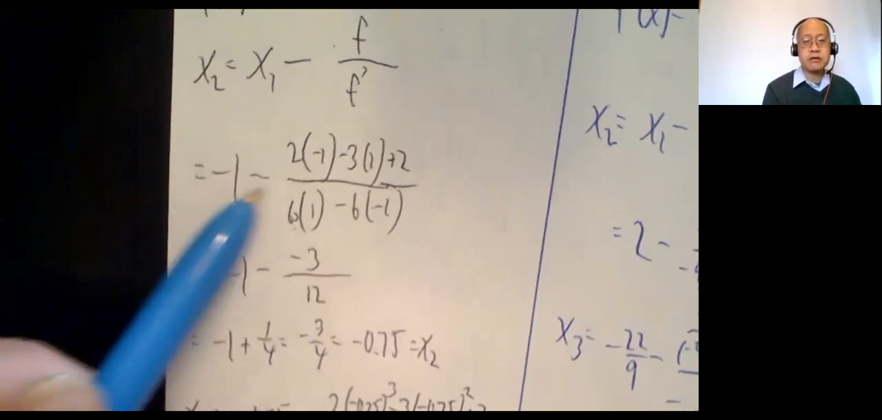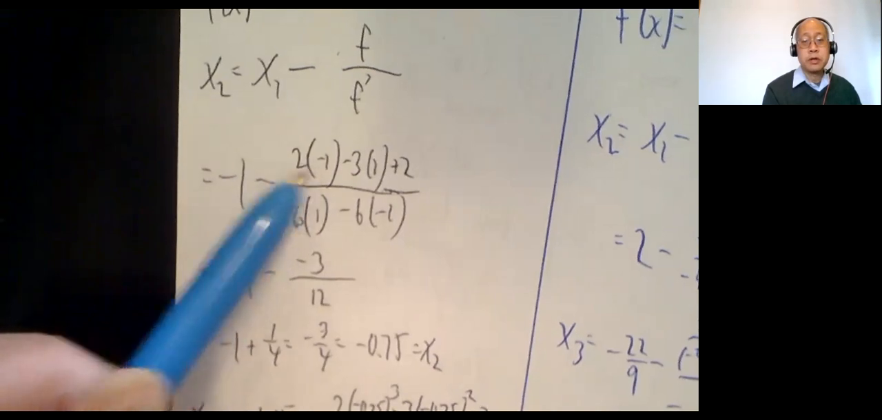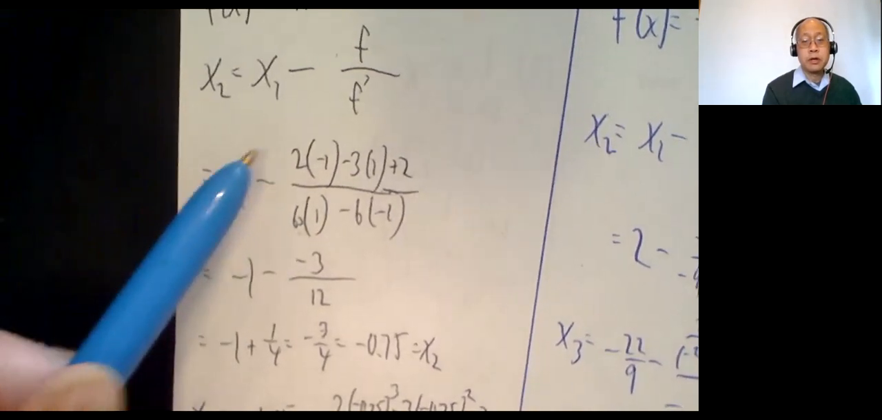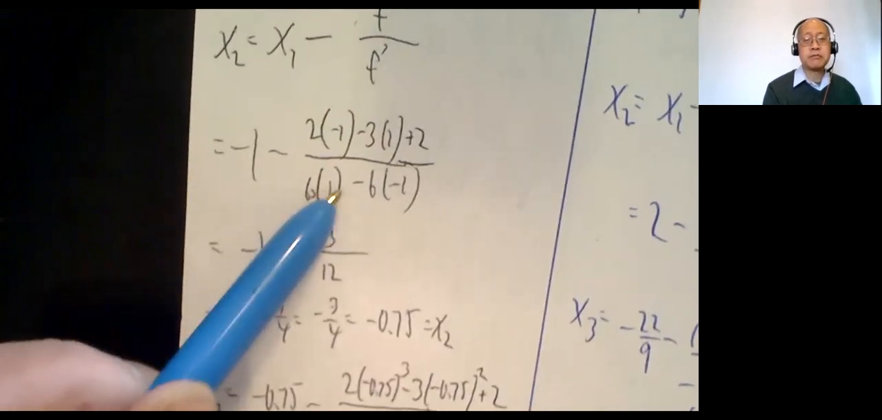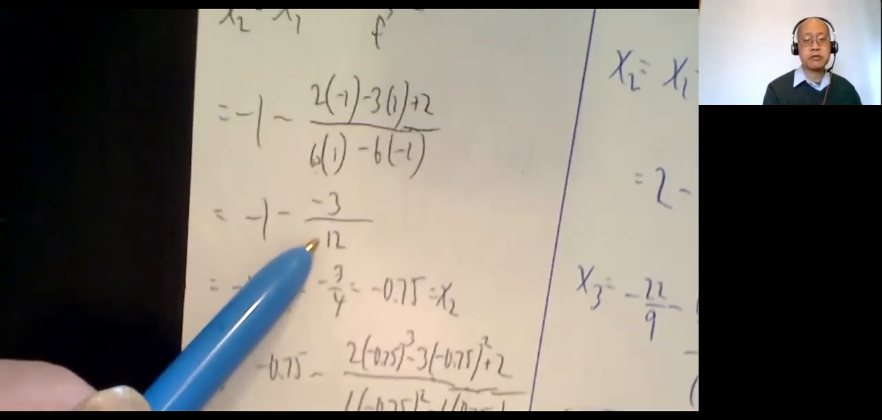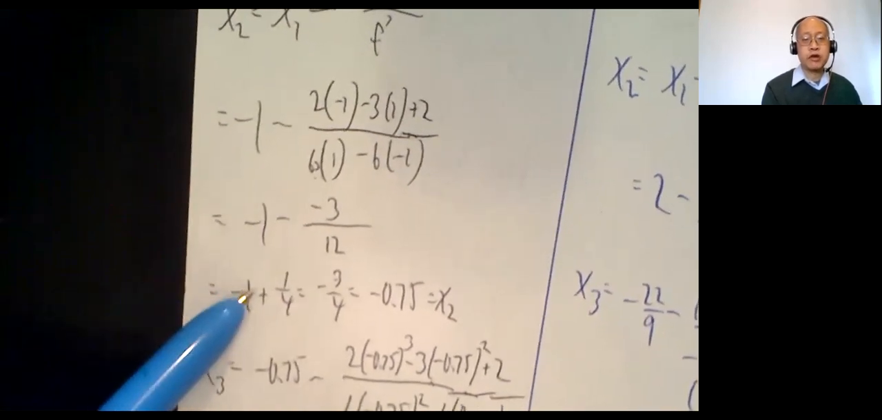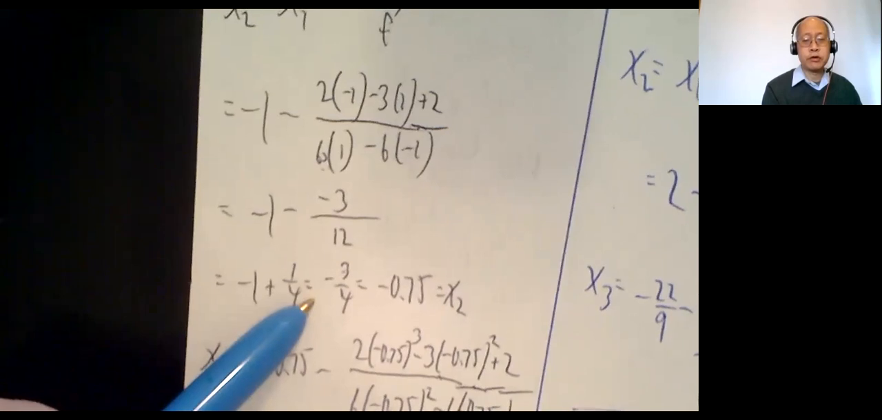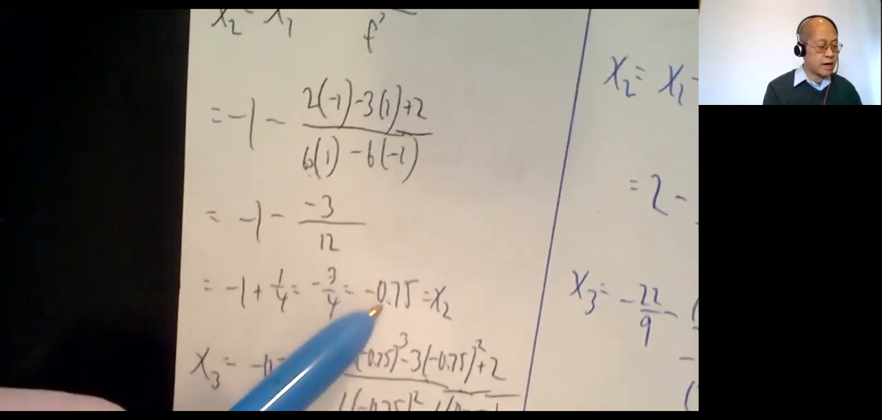Okay, you work all this mess out. Let's see, that is -2 minus 3 plus 2, so that's -3. The bottom is 6 minus a minus 6, that's 6 plus 6, 12. -1 minus a -3/12, that's -1 plus 1/4, or -3/4, which I'm going to say is -0.75. Okay, so that's my x2.